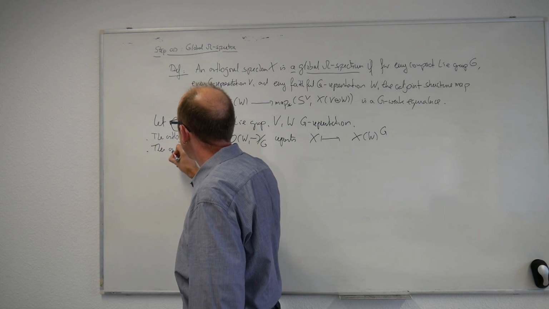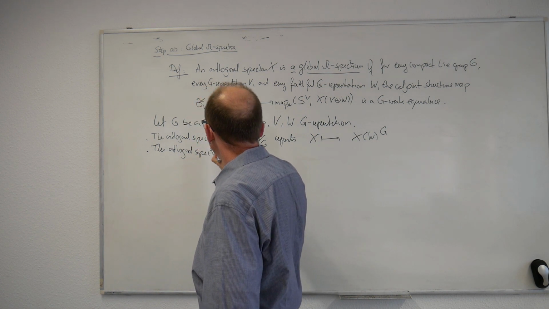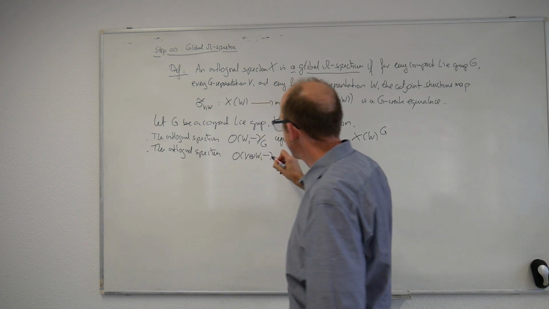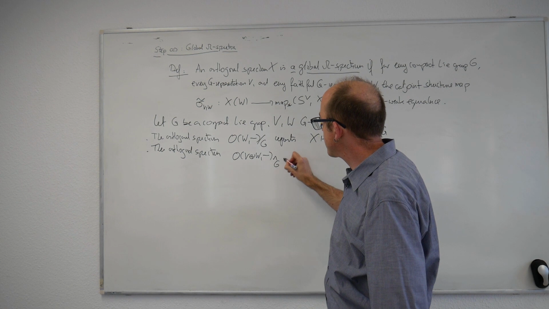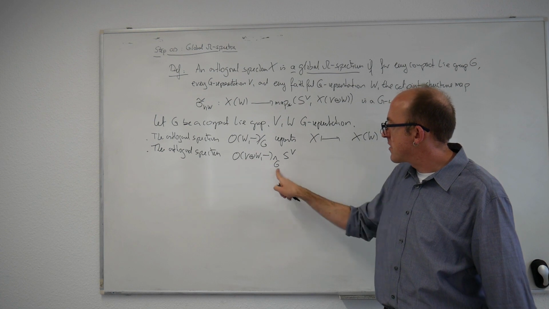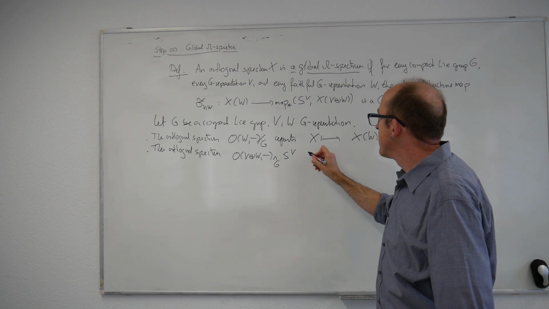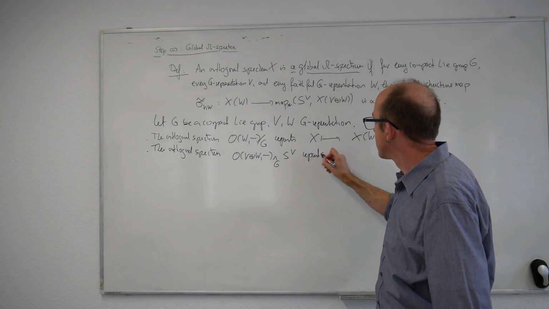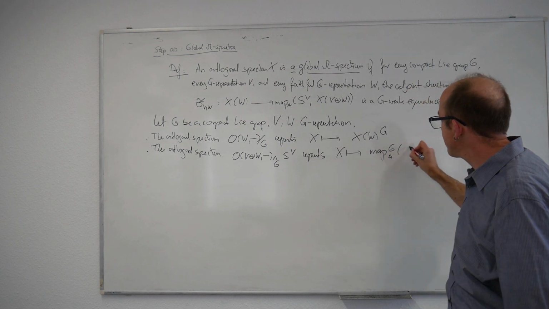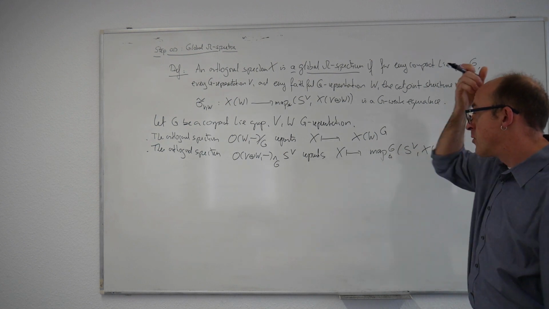On the other hand, the orthogonal spectrum where we take morphisms out of V direct sum W, and then we smash over the action of G with the one-point compactification of V, using the left G action, the right G action here coming from the left action on V and the action of G on the sphere. And this represents the functor sending X to based G maps from S^V into X of V plus W.